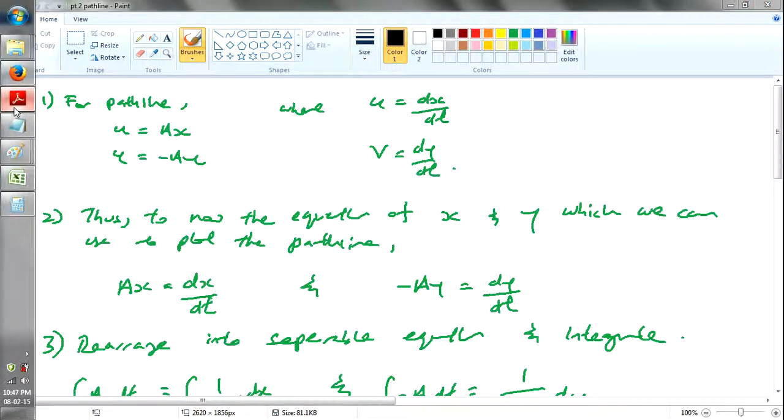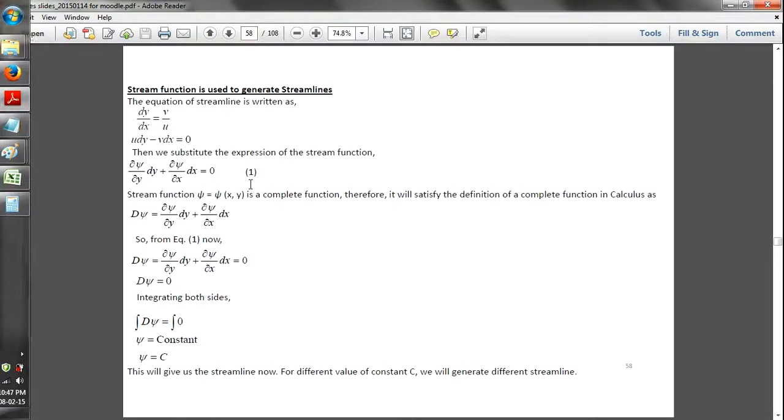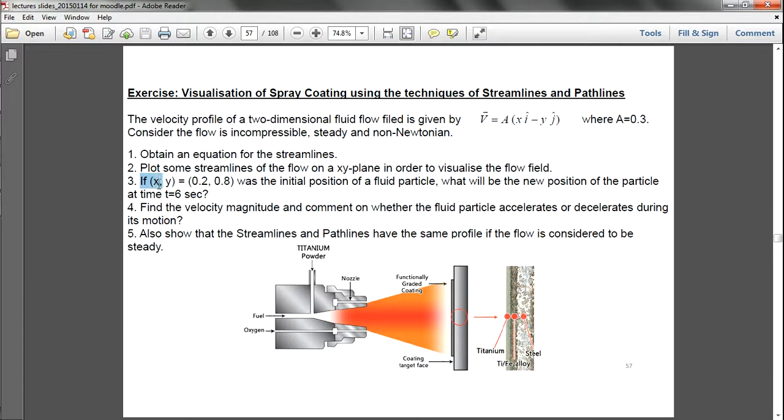Without further ado, let's derive path line. Okay, so if x and y equals 0.2, 0.8 was the initial position of the fluid particle, what will be the new position of the particle at time t equals 6 seconds?